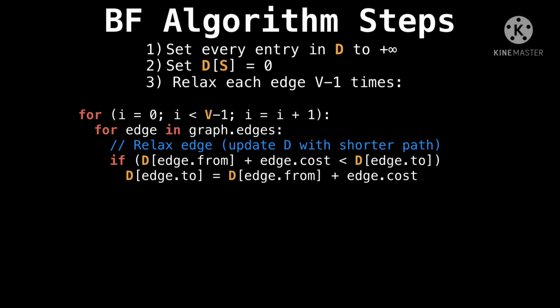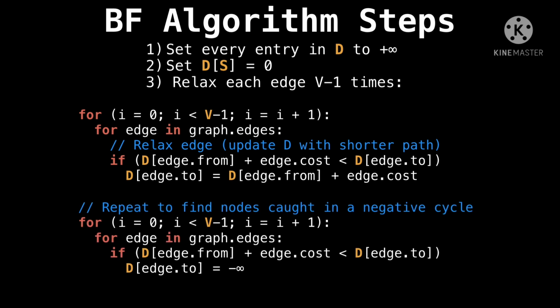We loop V minus 1 times, then for each edge, we relax the edge. In the relaxing step, what we do is we look at the value of where the edge starts, add the edge cost, and see if that's better than where we're trying to go, and if so, update with the shorter path value. To actually detect negative cycles, we don't do anything too special. All we do is run the algorithm a second time.